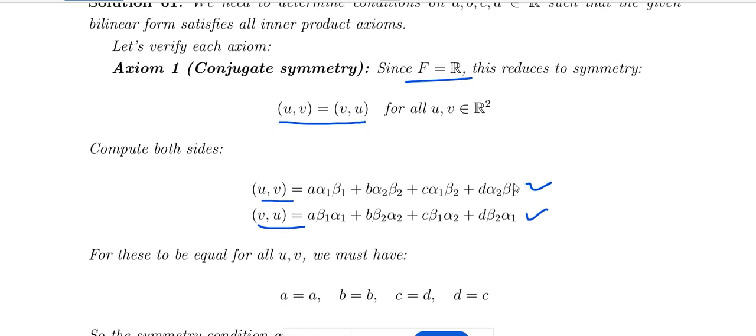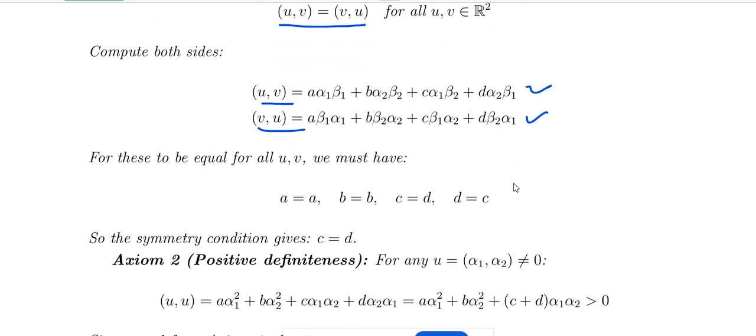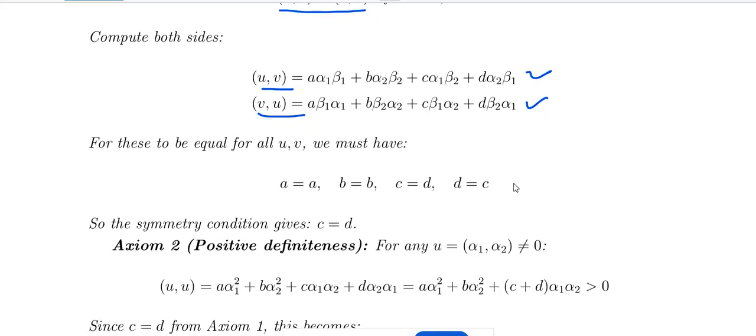So from this, for all u comma v, a equals a, b equals b, c equals d, since beta 2 alpha 1 is alpha 2 beta 1. So c equals d and d equals c, correct? D equals c. So the symmetry condition gives c equals d.